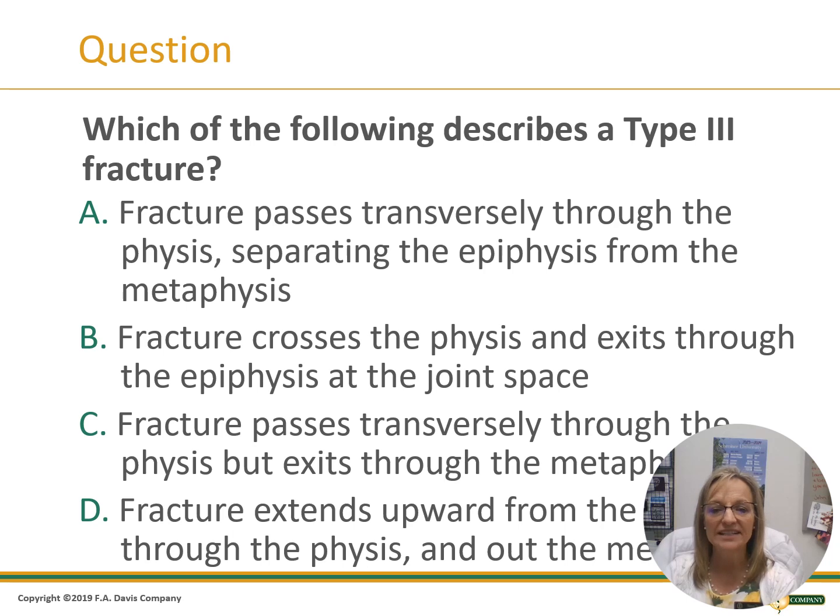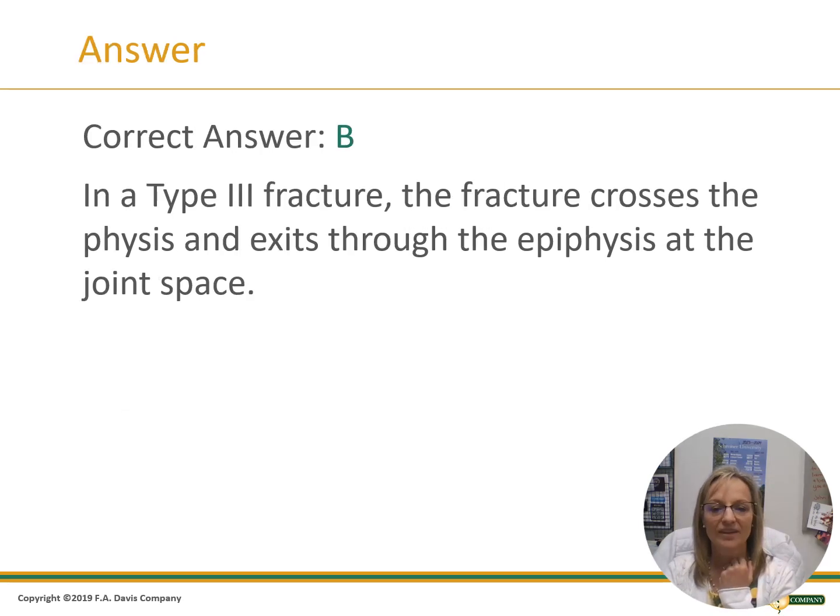Which of the following is a type 3 fracture? Is it A, fracture passes transversely through the physis, separating the epiphysis from the metaphysis, or B, fracture occurs at the epiphysis and exits through the epiphysis at the joint space? C, fracture passes transversely through the epiphysis but exits through the metaphysis, or D, fracture extends upward through the epiphysis and out the metaphysis. Answer is B.